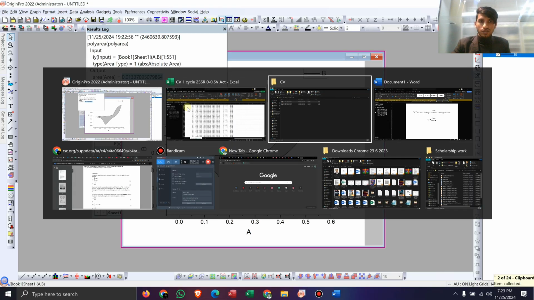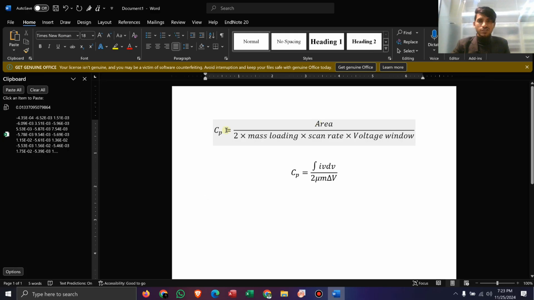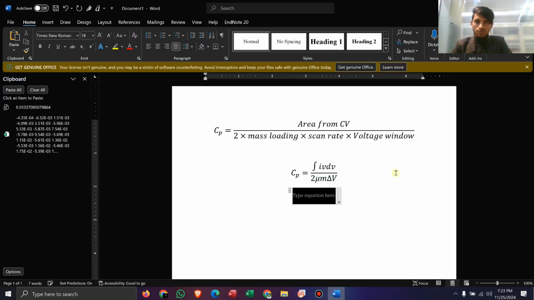So what's the formula for specific capacitance? The formula for specific capacitance is the area from CV. This is the area that you have found from CV, and you have to write its value, and then divide it by 2, mass loading, scan rate, and voltage window. So we can represent the area from CV as the integration of I dV, and then 2 here, and then mass loading is represented by m, scan rate is represented by mu, and the voltage window is delta V.